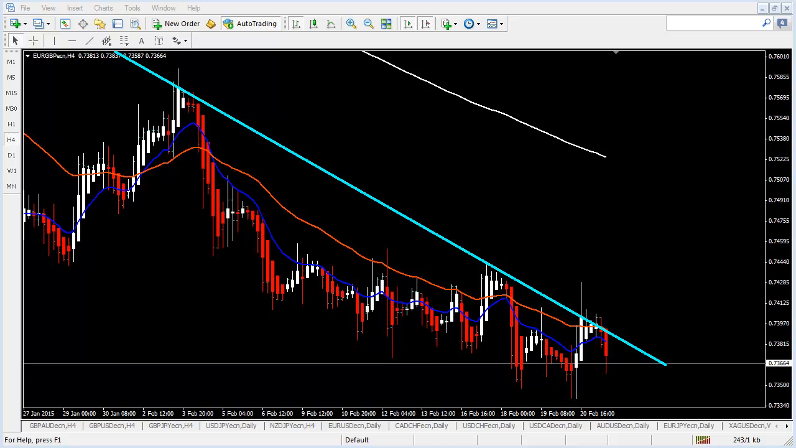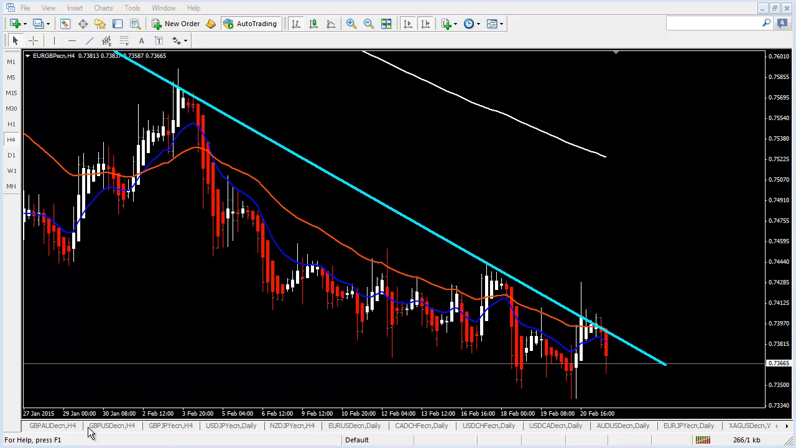Forex forecast and outlook. What's the dates? I'm talking about February 23 to 27, 2015. Okay, cool.